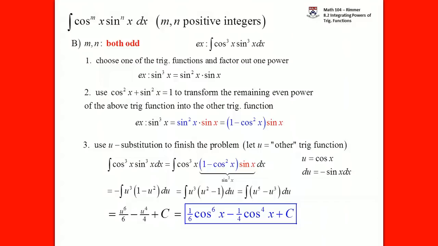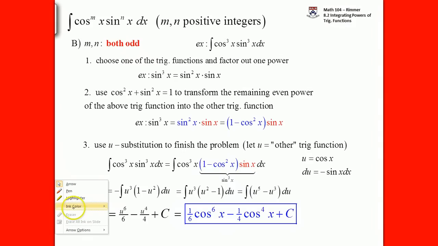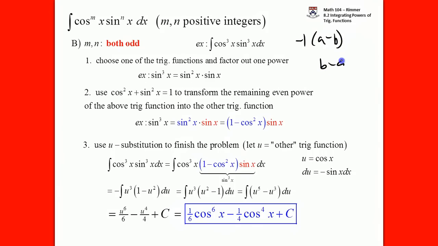Yes? How are you able to switch u squared minus 1 around? If I take the negative of a minus b, it's b minus a, right? I've got negative 1 times a minus b. That's b minus a.